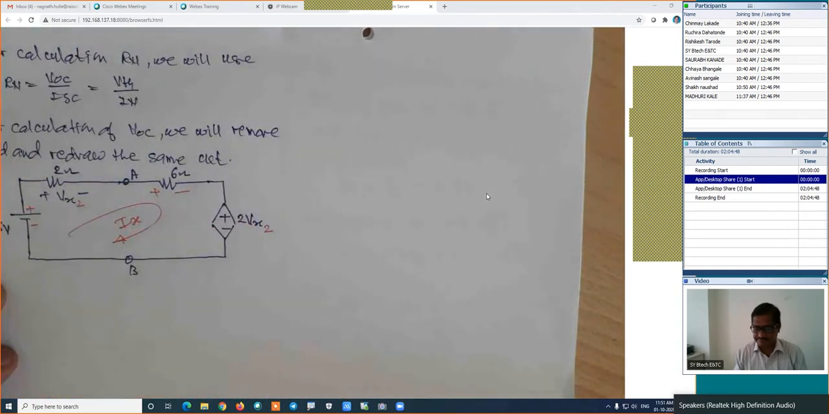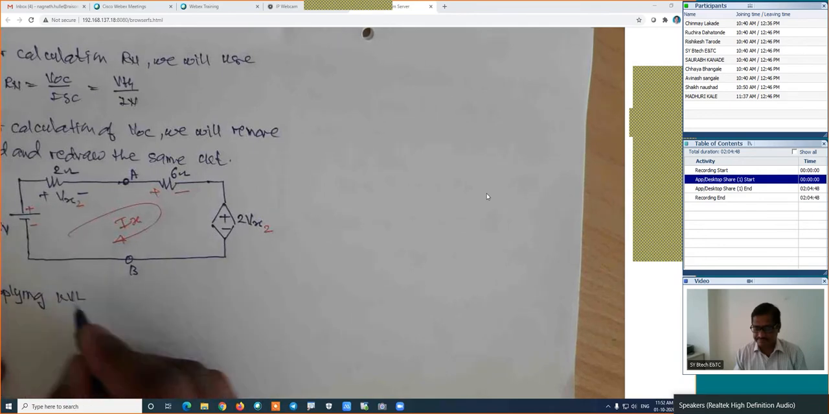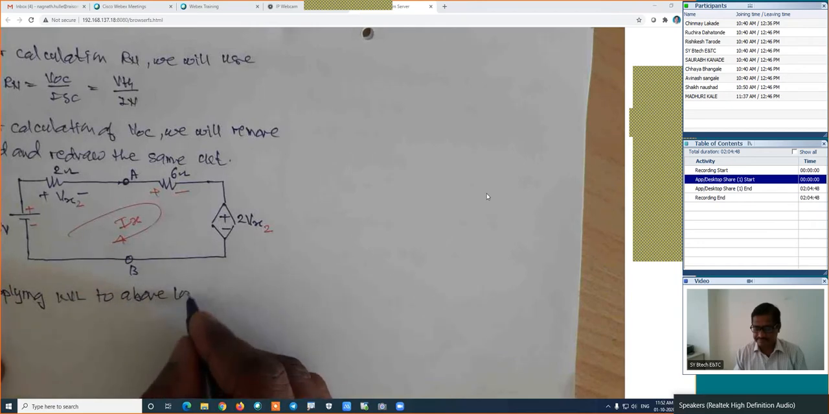Apply the KVL to this loop. Now applying KVL to the above loop, we get.